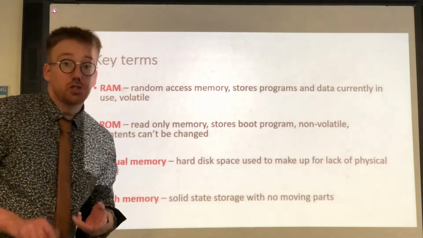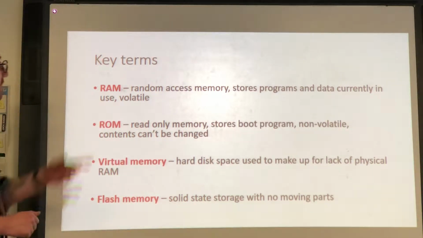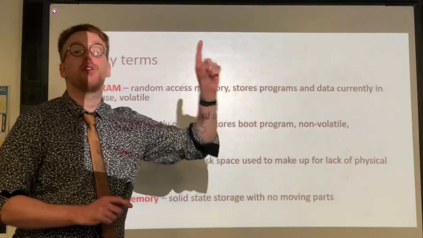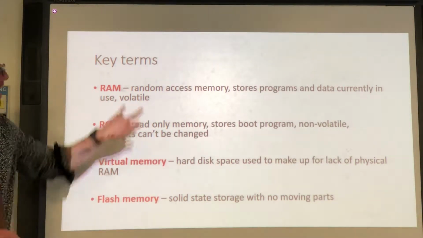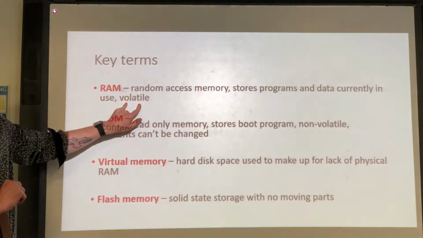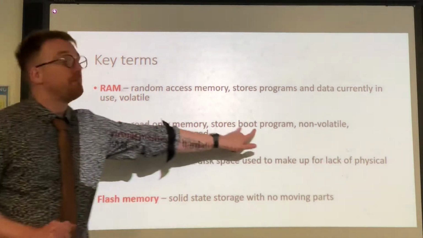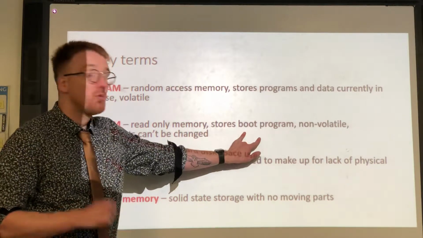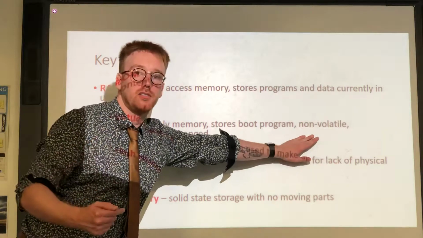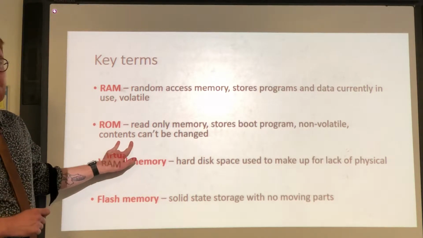So, just to recap, these are the key terms that you need to be able to define. We've got RAM, or random access memory. It stores the programs and the data you are currently using. And it's volatile, meaning that it will lose its contents when you switch the computer off. ROM, read-only memory. That stores the boot program needed to start the computer when you first switch it on. ROM is non-volatile. It keeps its contents even when you switch the computer off. But its contents can't be changed.